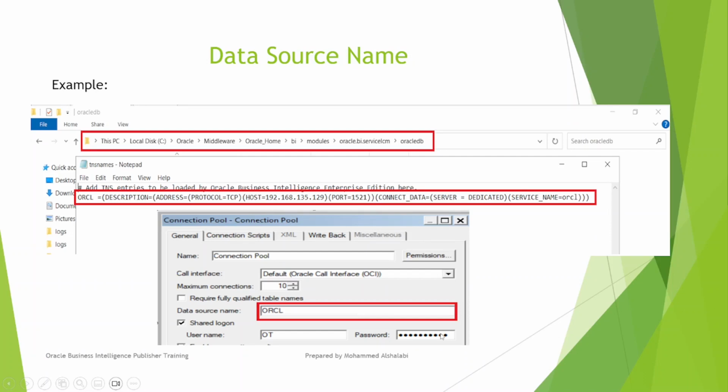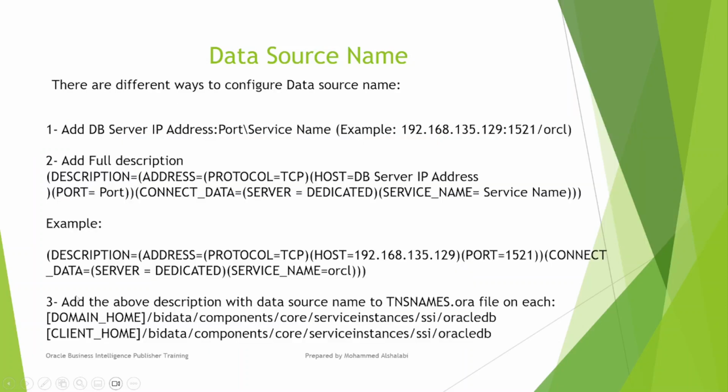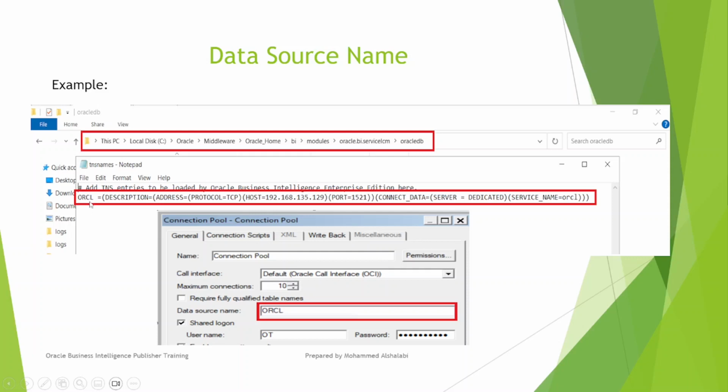Okay, and after that you will insert only the name, the alias name. Here you configured ORCL equal, you only need to add data source name as ORCL. Okay.